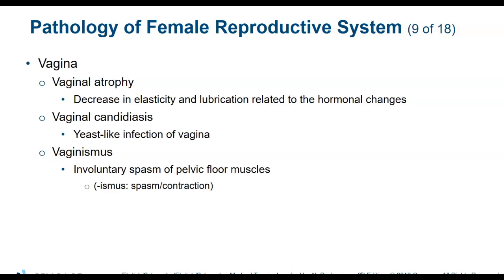And that's what happens. So a lot of times when you get an antibiotic, they'll give you medication to prevent that, or they will tell you to take acidophilus, because the acidophilus is similar to the bacteria in the vagina that we need for that equilibrium. So that can be a real issue. Then we have vaginismus, which is the involuntary spasm of the pelvic floor muscles.